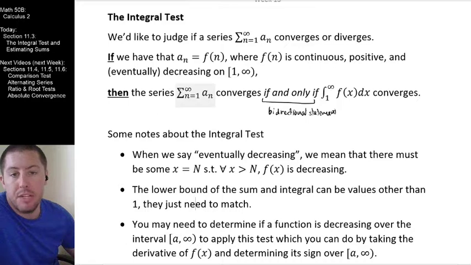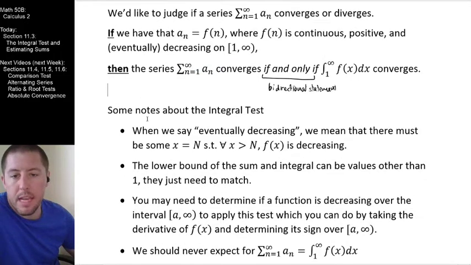They just need to match. So you should notice here, lower bound of 1 on the integral, lower bound of 1 on the sum. Those don't need to only be 1s. They can be any other number. As long as they match each other, then we're making a reasonable comparison here.